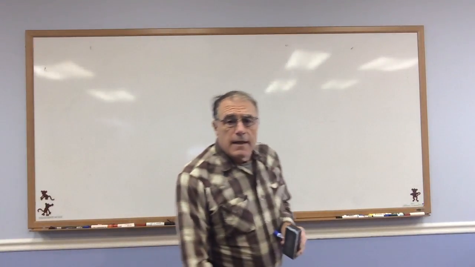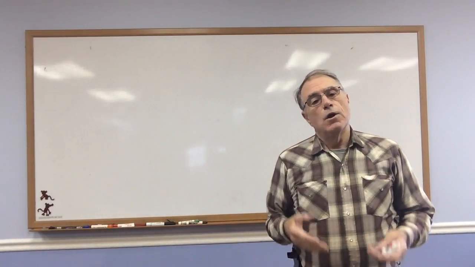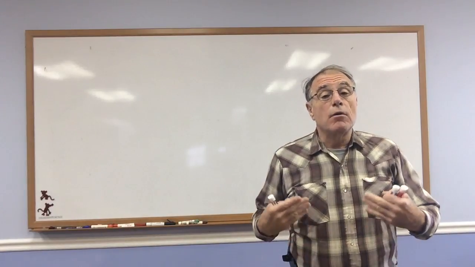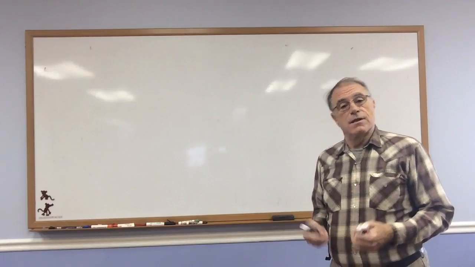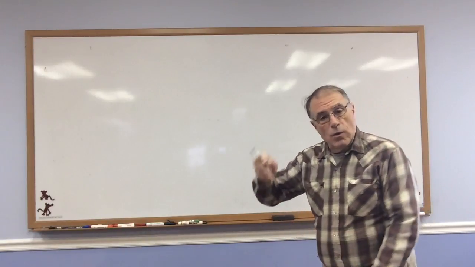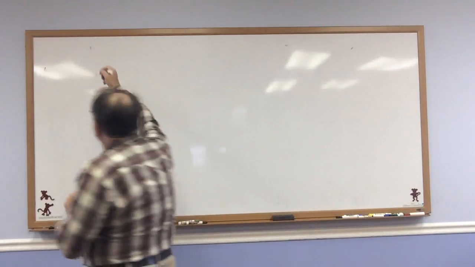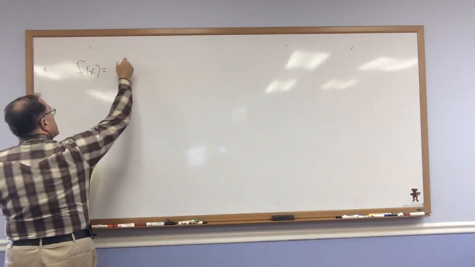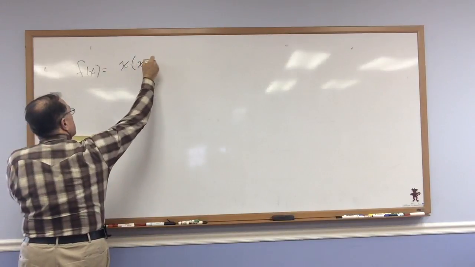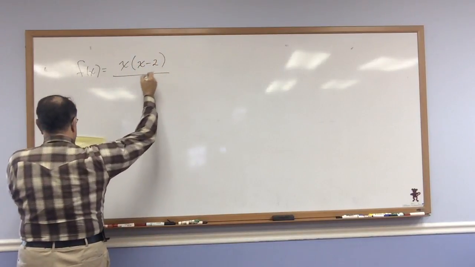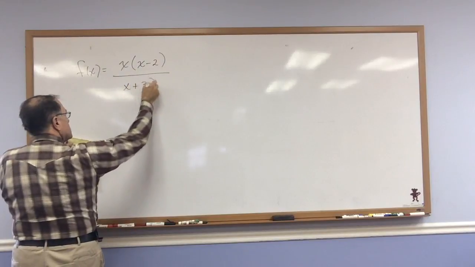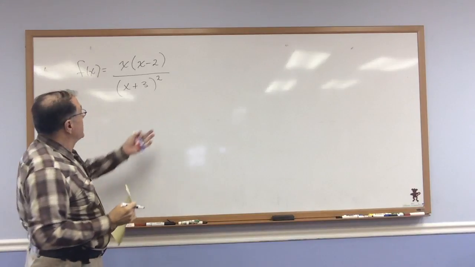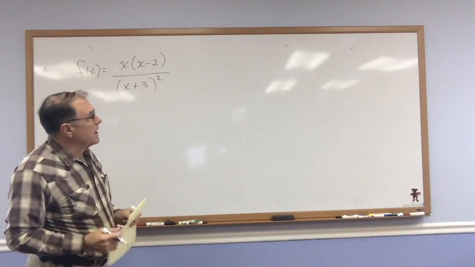Hello. In this video, I want to look at the graph of a rational function, show you how we'll go through a full analysis to sketch the graph. So we'll take this function, f of x is equal to x times x minus 2 divided by x plus 3 squared. And this function happens to be presented in graphing mode, which is just fine.